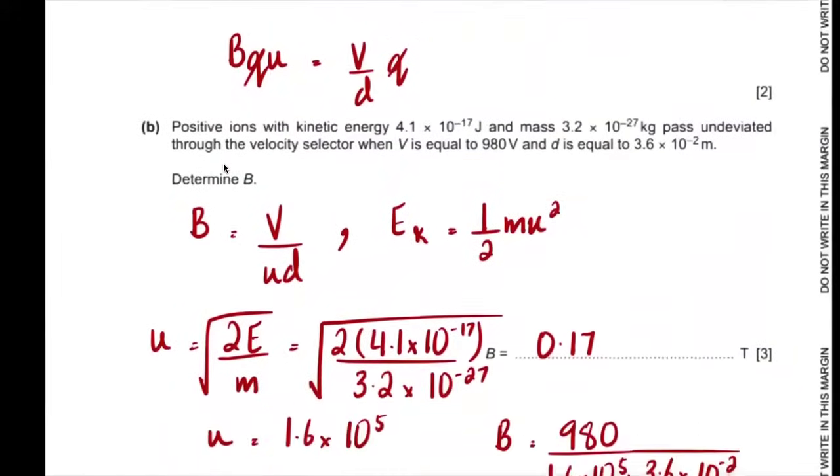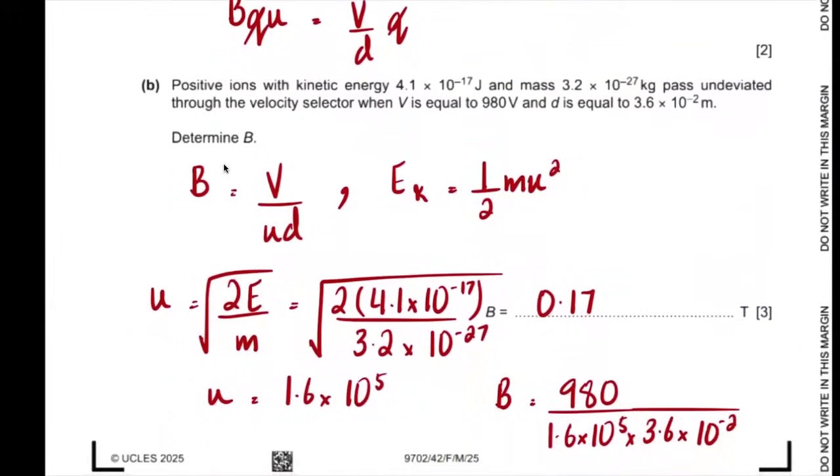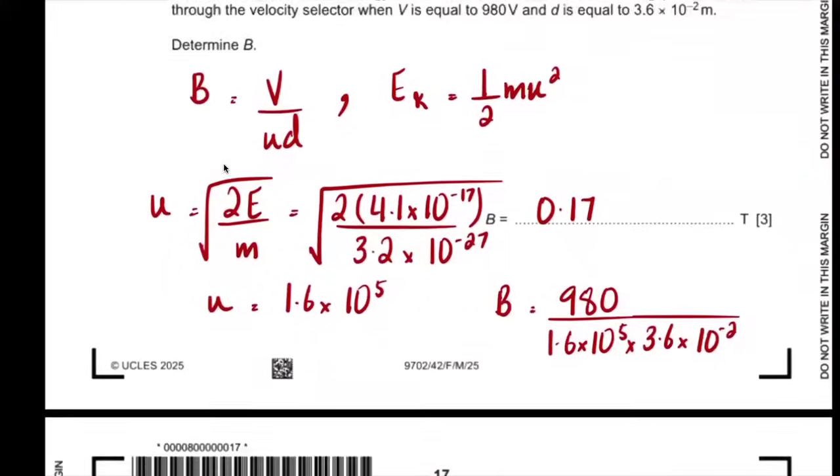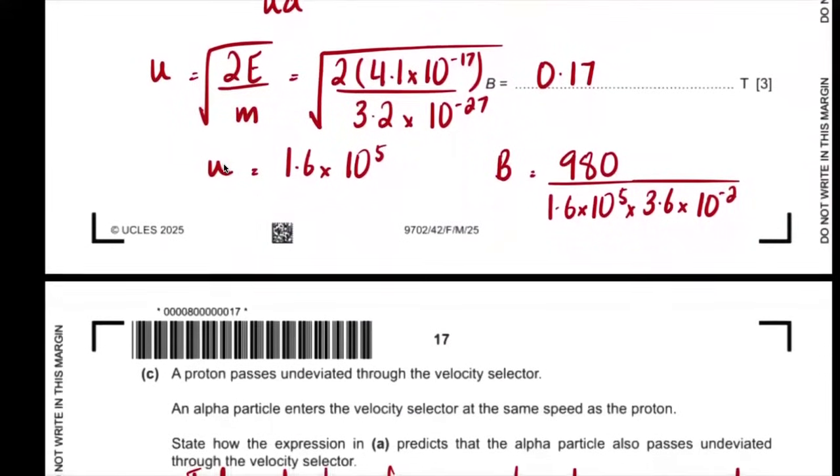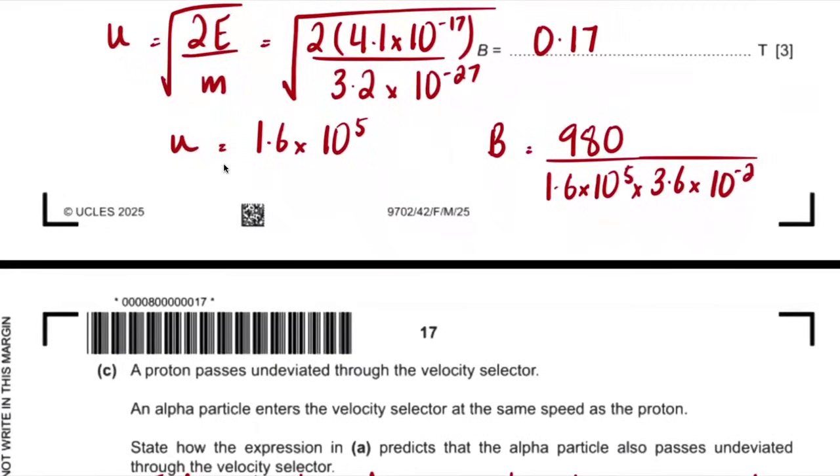So that's shown here. So first I find U using the kinetic energy equation rearranged. That turns out to be 1.6 times 10 to the 5 meters per second. And then I plug that into here. So V over UD, and this is what it turns out to be. 0.17 Tesla.